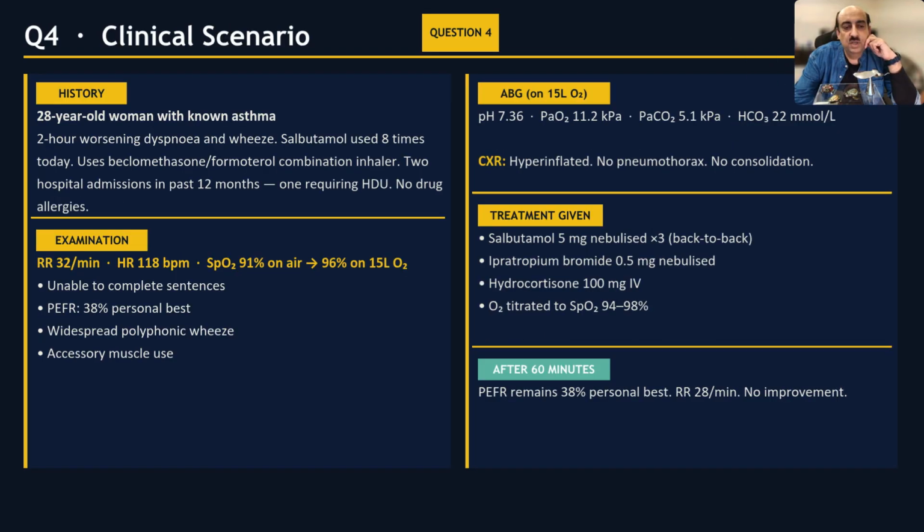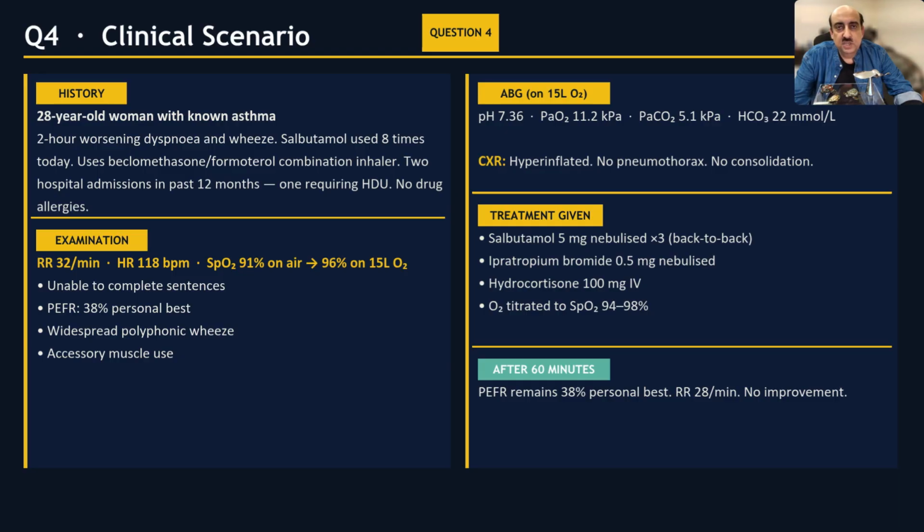Question 4, history. A 28-year-old woman with known asthma presents with a 2-hour worsening episode of dyspnea and wheeze. Salbutamol was used around 8 times today prior to presentation to the hospital. She uses a beclomethasone and formoterol combination inhaler, which is a long-acting beta agonist and a steroid inhaler. There have been 2 hospital admissions in the last 12 months, one requiring high dependency unit admission. There is no history of drug allergy.